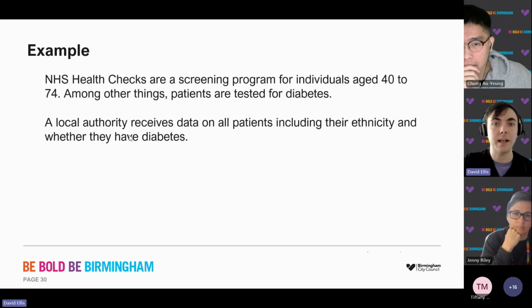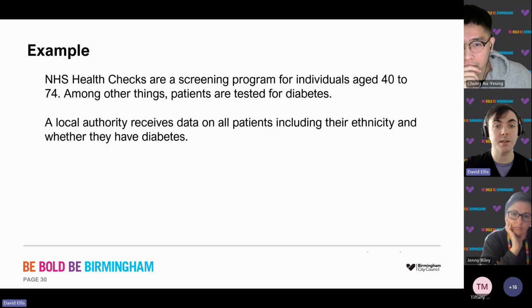So we'll go through an example of calculating this. So imagine, again, coming back to the example that Chung was talking about earlier, NHS health checks, a screening program for individuals aged 40 to 74. And among other things, patients are tested for diabetes. Now, a local authority like Birmingham may receive data on all the patients, including their ethnicity and whether or not they have diabetes.